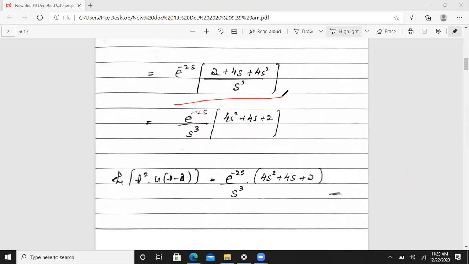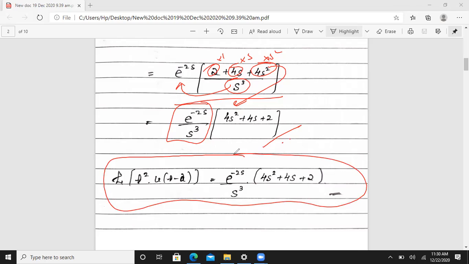And here, when we simplify this term, e to the power minus 2s we take as it is, and the LCM of that function is s cube, and s cube we take as 1 into s square. So we write this as 2 into 1 is 2, 4 into s is 4s, plus 4 into s square is 4s square, divided by s cube as it is. And this s cube I will write outside. It is e to the power minus 2s divided by s cube, and this function I will write sequentially, that is 4s square plus 4s plus 2. Okay, so this is your required answer, and your final resultant answer is the Laplace transformation of t square u of t minus 2 is equal to e to the power minus 2s divided by s cube into 4s square plus 4s plus 2.